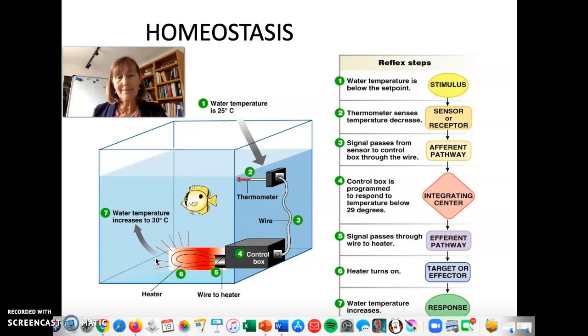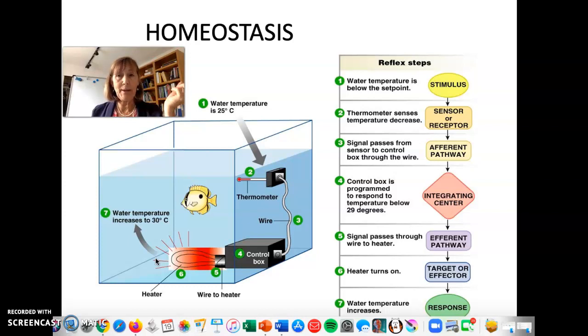The thermometer is going to sense that. So you have a thermometer there in your tank. It's going to sense that something is wrong. But it's not good just to sense it, it needs to send that information. So it's going to send that information via an afferent pathway. So afferent, starting with A, means arriving at the central nervous system. Efferent, exiting the central nervous system. Okay, so here our afferent pathway is a signal coming to some sort of integrating center.